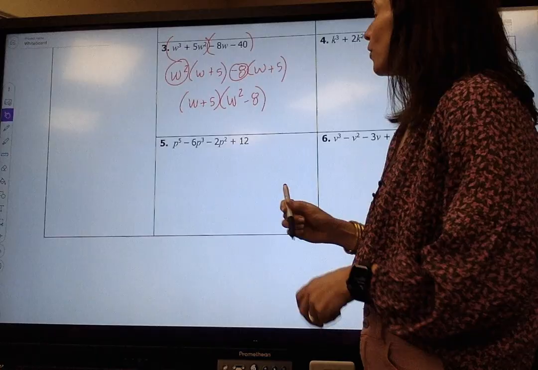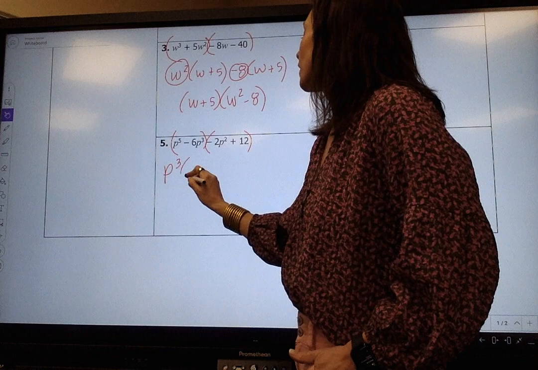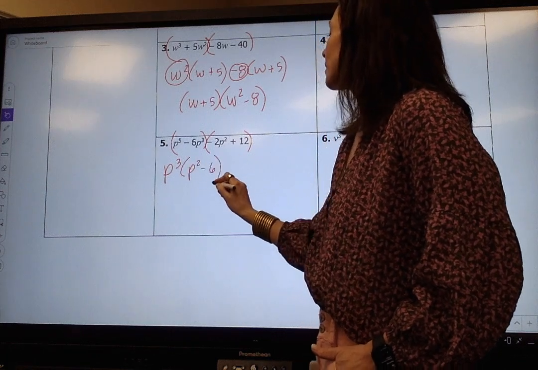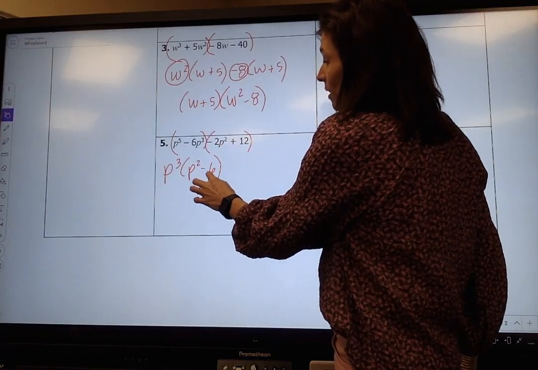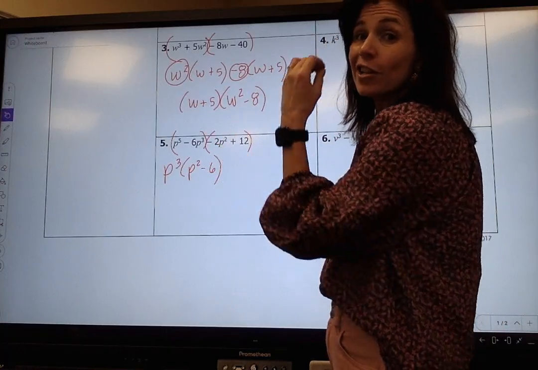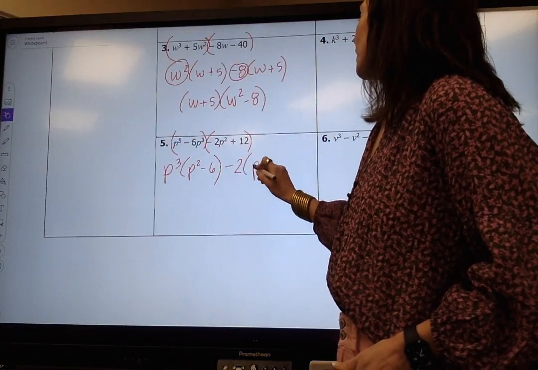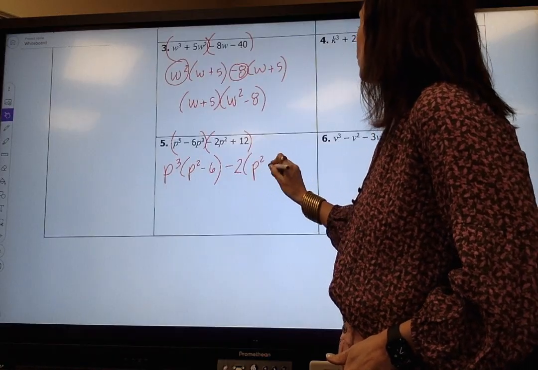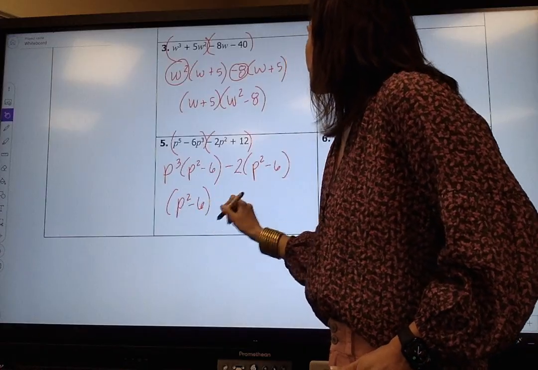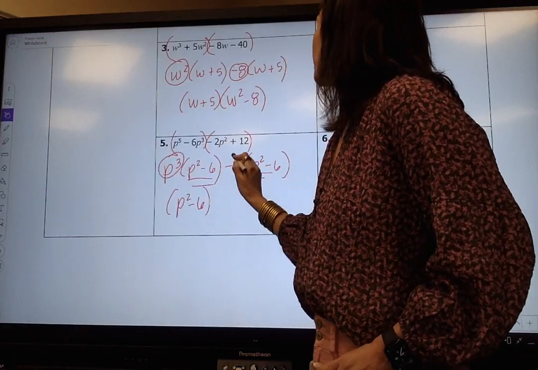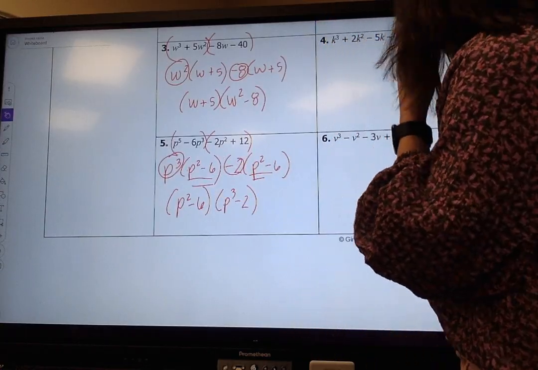They're in descending order, so I split them into two groups, take out my GCF, p cubed, and I get p squared minus 6. Now, look at the signs. The signs are different. It's negative and positive, and here it's positive and negative, which tells me if it's a sign change, take out a negative. So I'm going to take out a negative 2, and then I get p squared minus 6, excuse me. And now p squared minus 6, because those are the same, and I combine p cubed and negative 2 to be my second set, and of course I can check my answer.